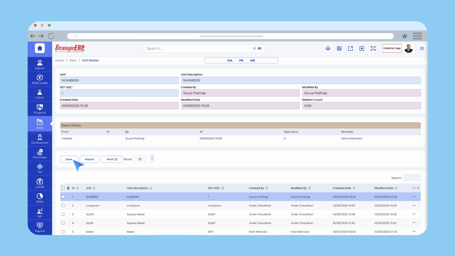Save the data so it will be stored in draft stage. Verify the information and get it approved by the concerned authorities. The process of creating a unit in Unit Master form is complete.